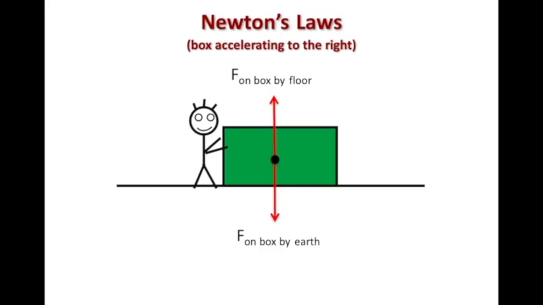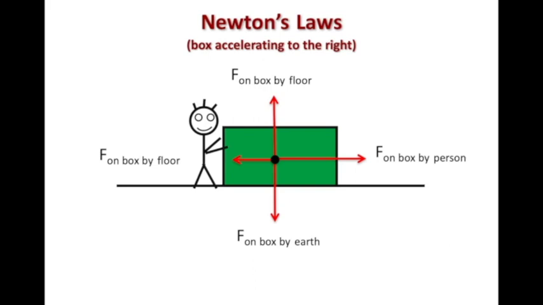Okay, what else? Well, the person is pushing the box, so we have this force that's to the right, F on the box by person. And then finally, let's say there's some friction that's to the left, so F on the box by the floor in a different direction. However, we know that the force on the box by the person has to be longer because the box is accelerating to the right. So we'll see in a sec how that translates into the equations.